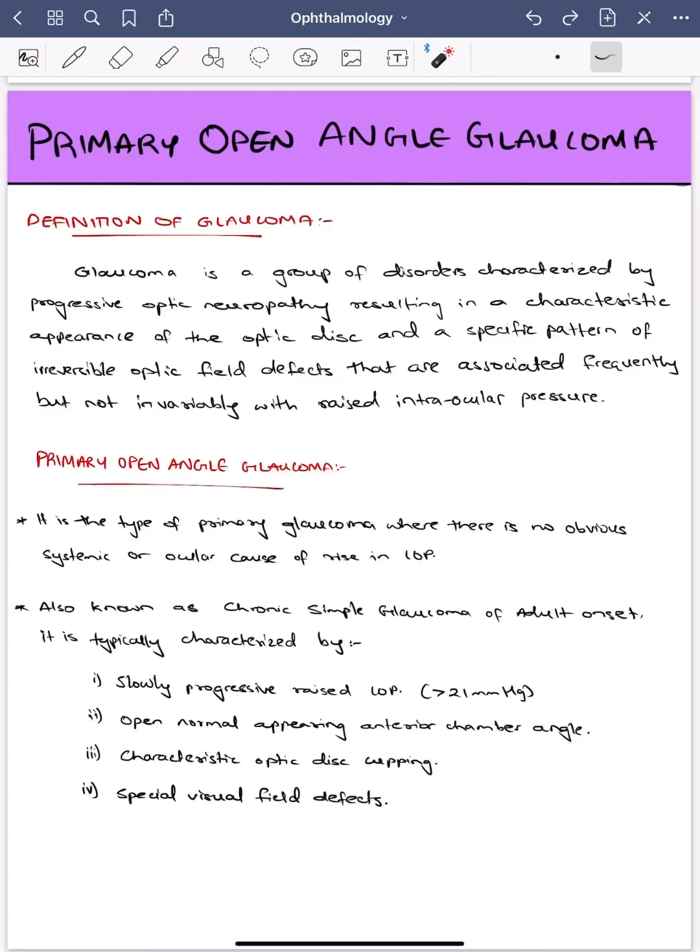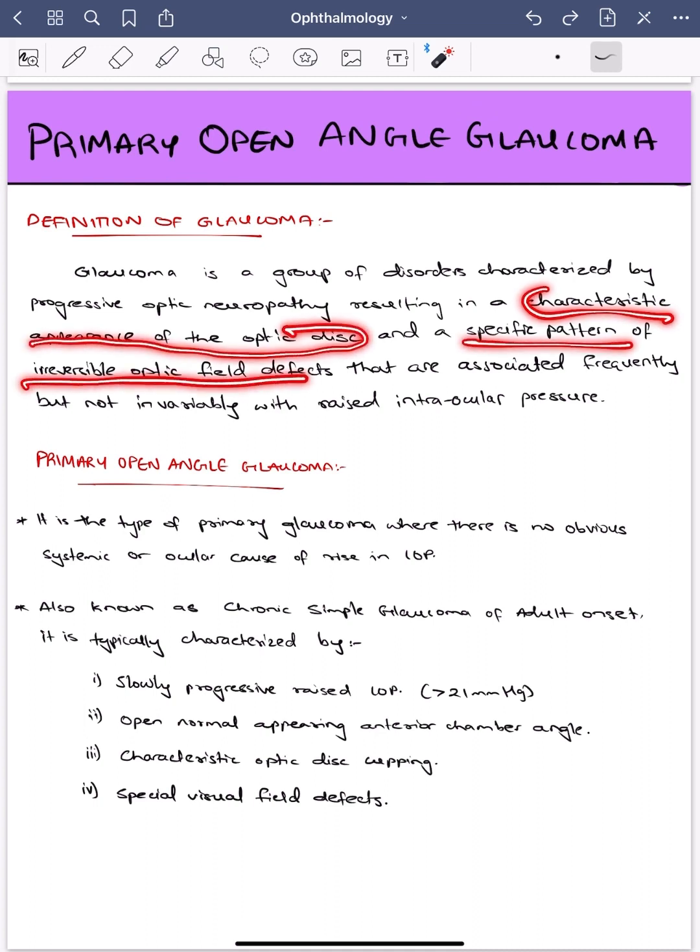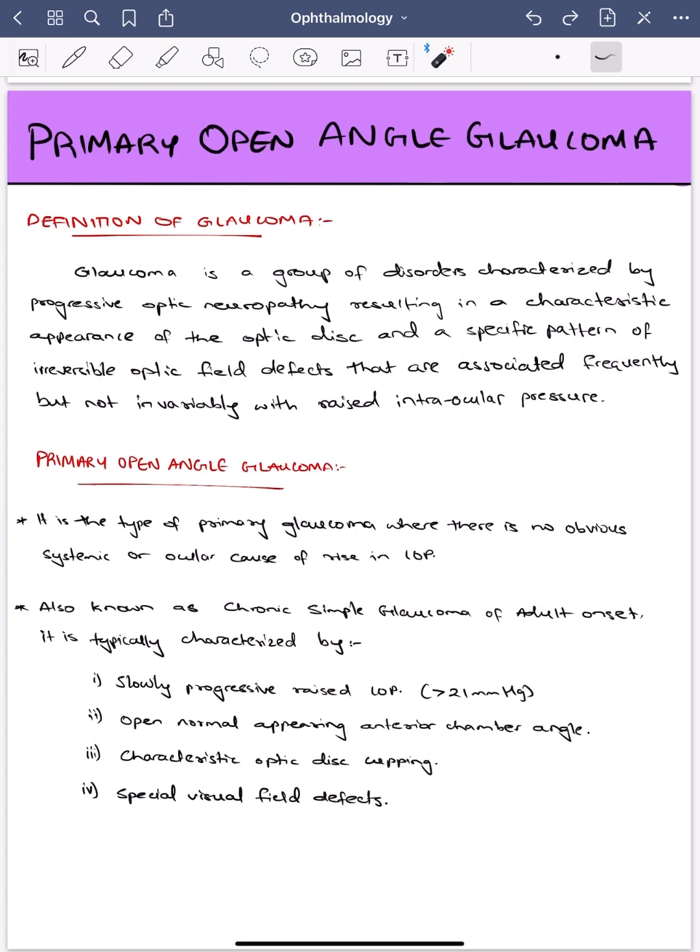In this lecture, we'll be discussing primary open-angle glaucoma. Now, the definition of glaucoma. It is a group of disorders characterized by progressive optic neuropathy, which results in characteristic appearance of the optic disc and a specific pattern of irreversible visual field defects that are associated frequently but not invariably with raised intraocular pressure.